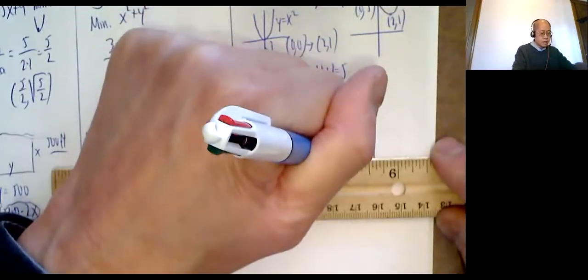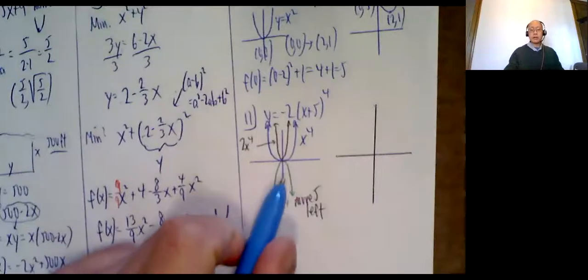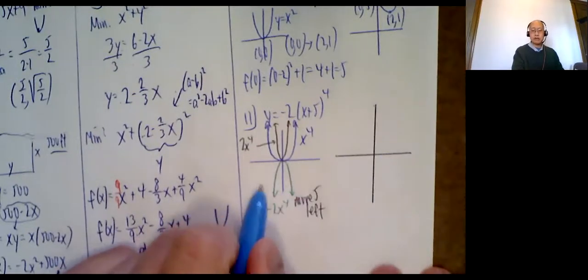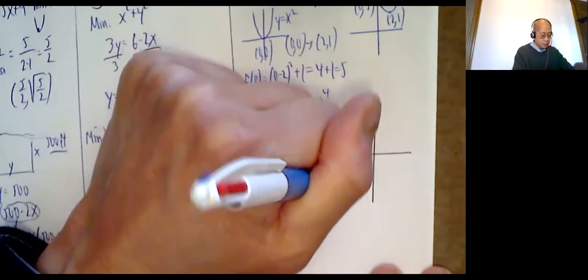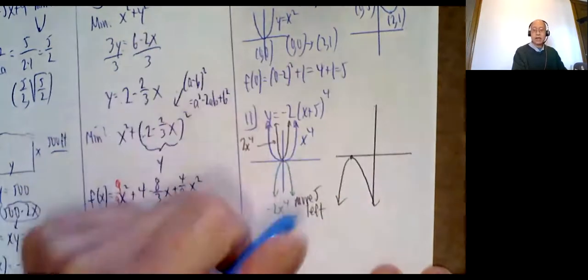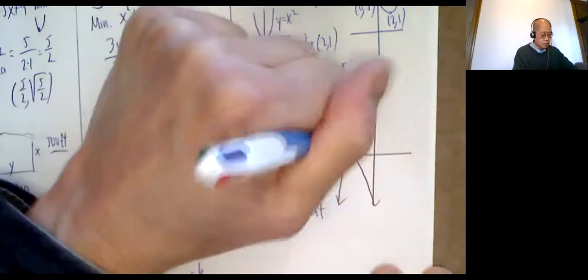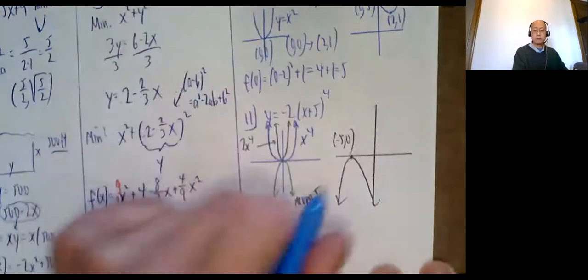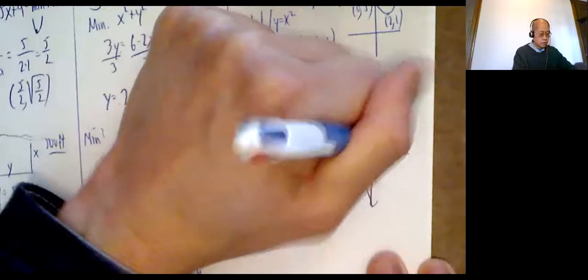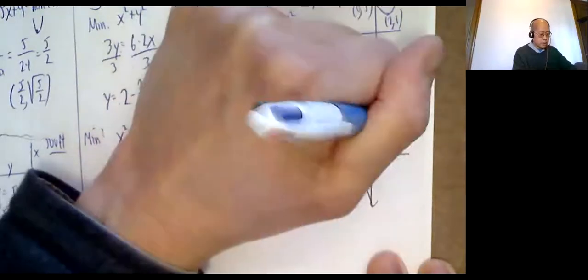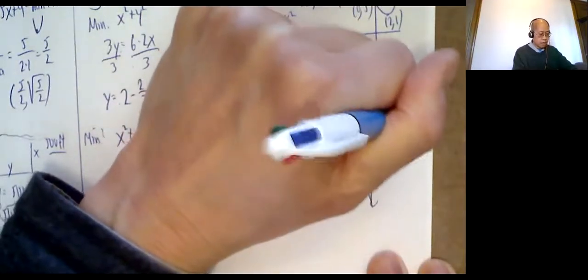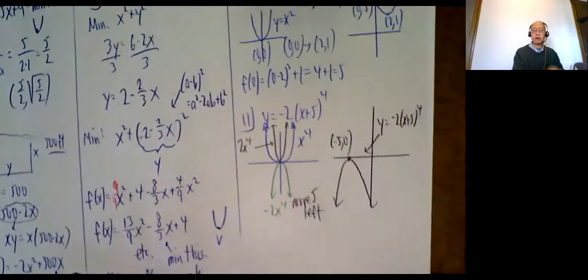If you do this, don't feel like you have to put all the graphs on one. The picture might get too cluttered. So I'll just move over and have something like this, let's say. And label a key point. That was 0, 0. If I move 5 to the left, this is now -5, 0. So that's what I got. y equals -2 times x plus 5 to the 4th power.